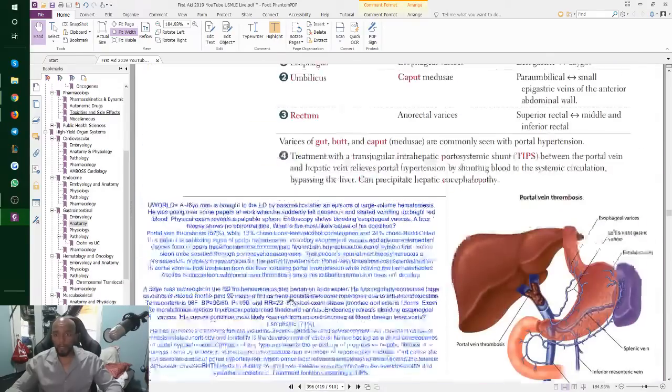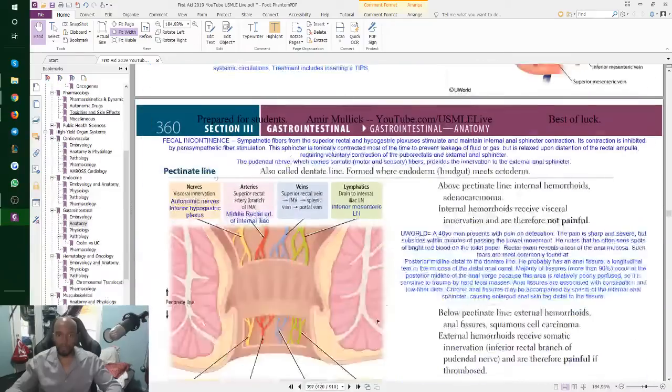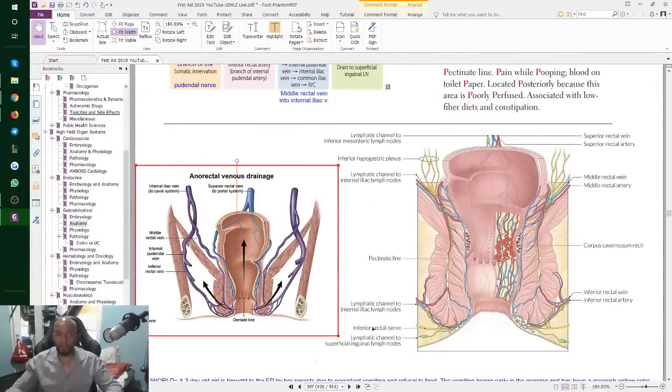When we go up here, the picture we saw, this is another one. Superior rectal vein. Remember what the superior rectal vein was? Yeah, the superior rectal vein was a branch of your inferior mesenteric vein, and the inferior mesenteric vein is a branch of your splenic vein. So don't mess that up. Superior rectal vein goes to your splenic vein through the inferior mesenteric.